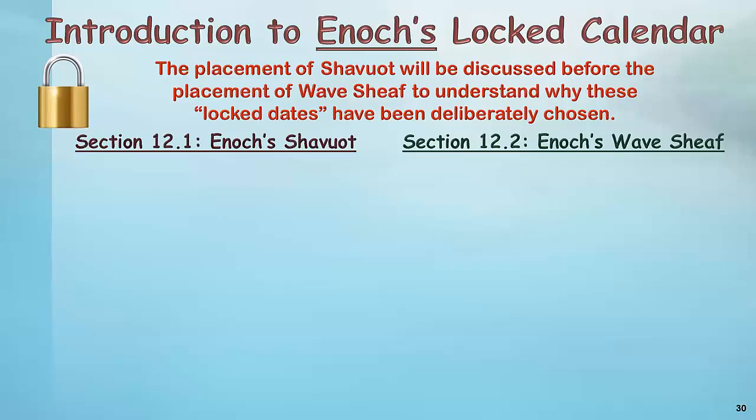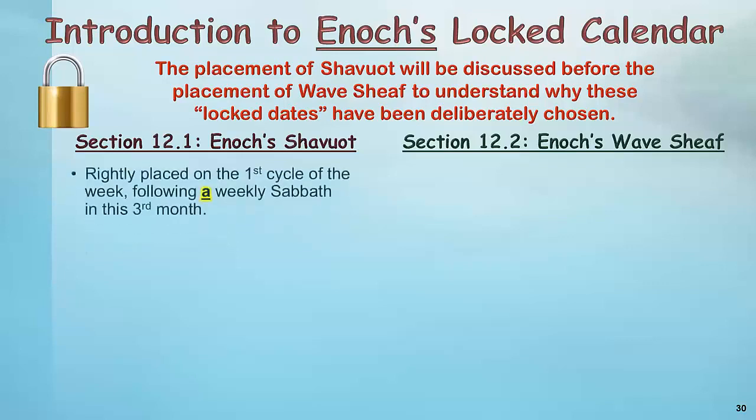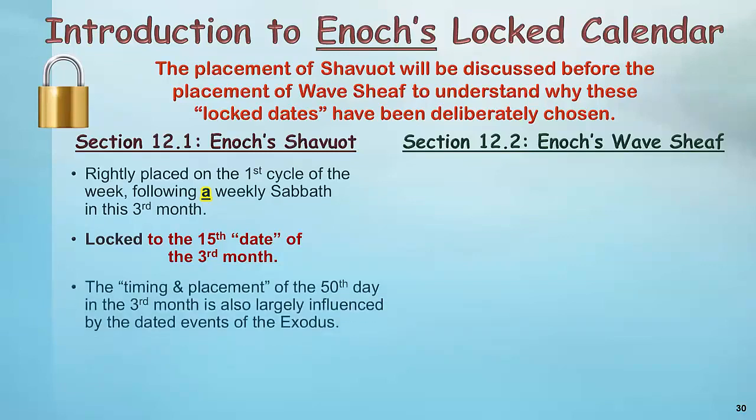Section 12.1, Enoch's Shavuot. Enoch's Shavuot is rightly placed on the first cycle of the week, following a weekly Sabbath in this 3rd month. Enoch's Shavuot is locked to the 15th date of the 3rd month. And the timing and placement of the 50th day in the 3rd month is also largely influenced by the dated events of the Exodus.